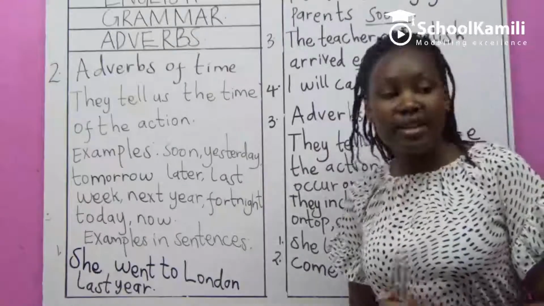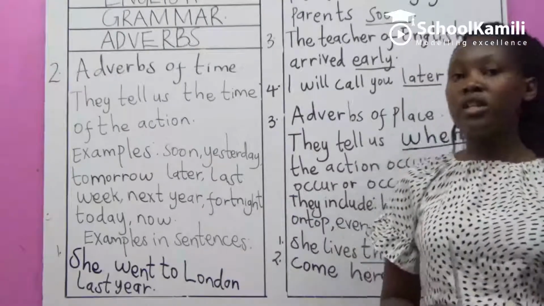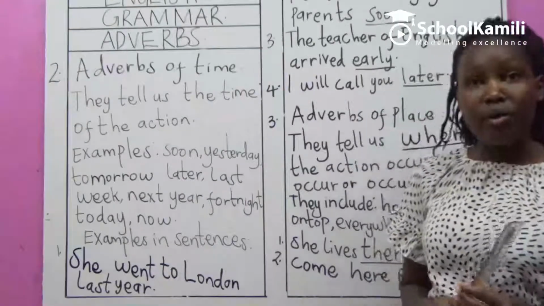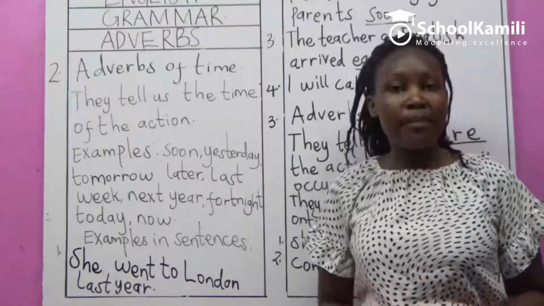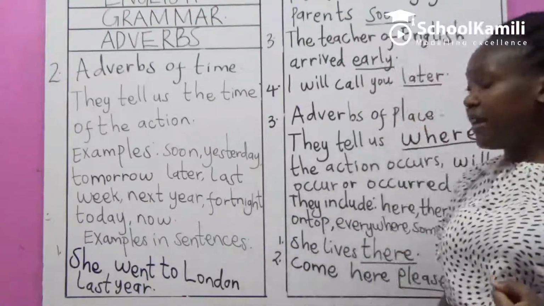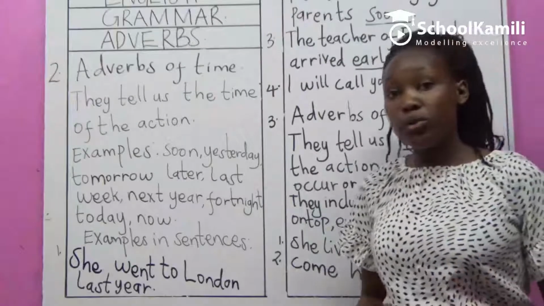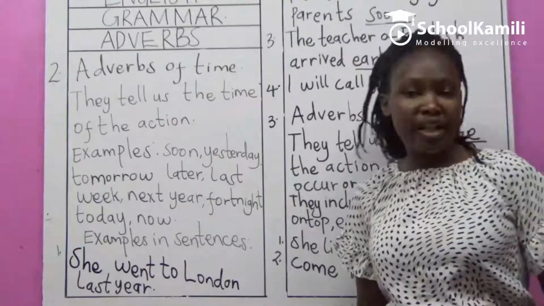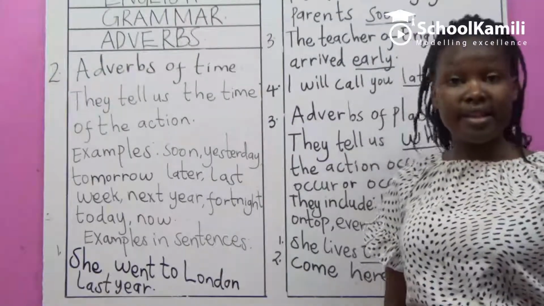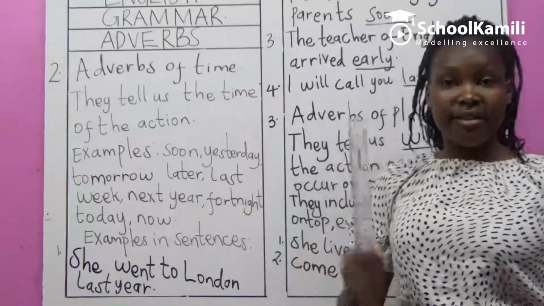So we shall give examples of the adverbs of time. The first example is soon. Soon is an adverb of time because it tells us what time an action or a verb is done, will be done, or takes place. Another example of an adverb of time is yesterday. Yesterday is also used in English to tell us the time of the action or the time of a verb. Then we have tomorrow. Tomorrow is an example of the adverb of time that is used in English to tell us the time of the action.